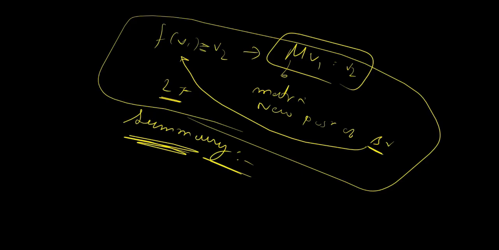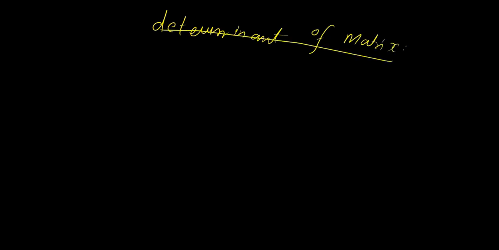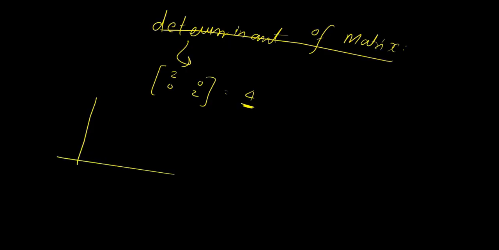Actually, there's one small concept which I'd like to cover here: what is the actual meaning of the determinant of a matrix? Just a small concept. When you say the determinant of a matrix, what is it for? What does this actually mean? It means, in the two-dimensional space, the linear transformation done by this matrix, the new position of the basis vectors 2, 0, and 0, 2, the change done by this matrix.